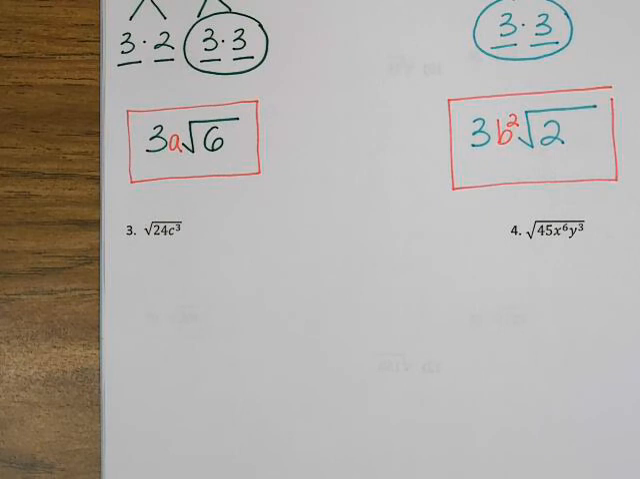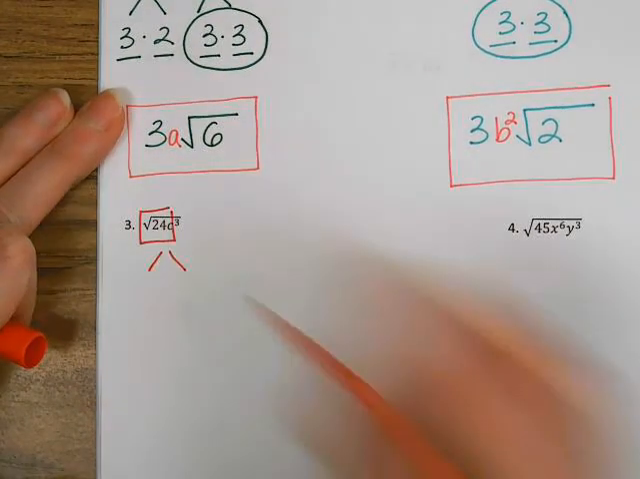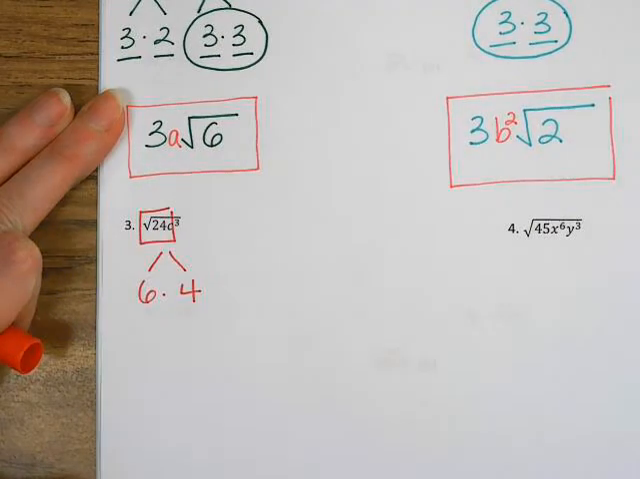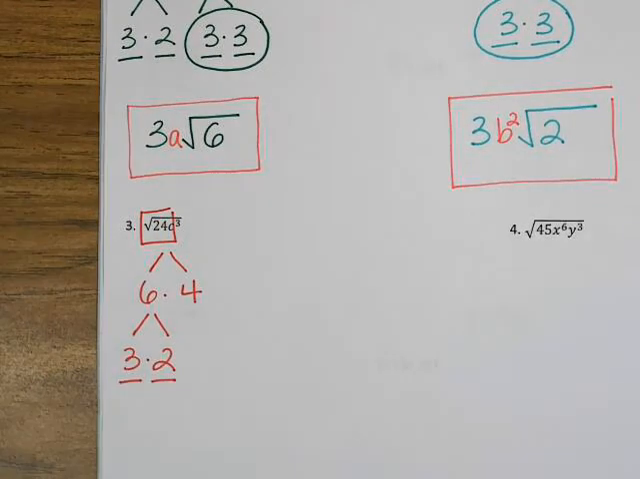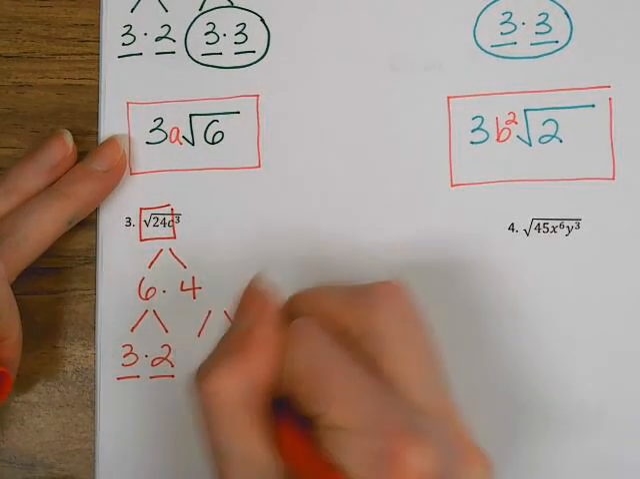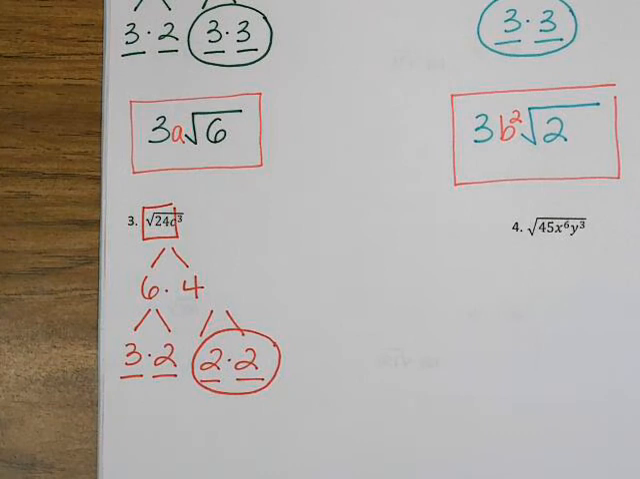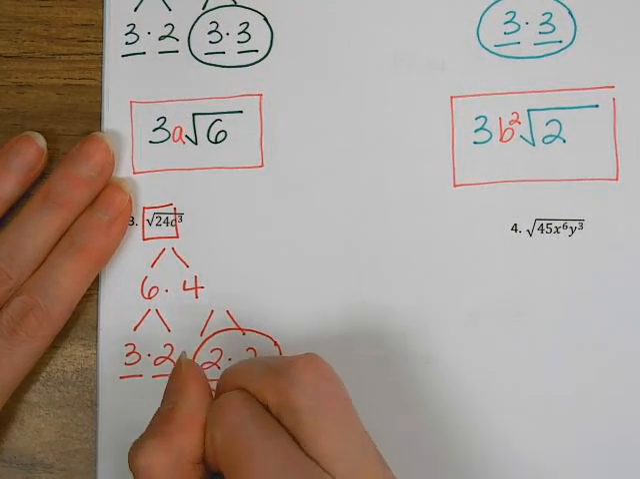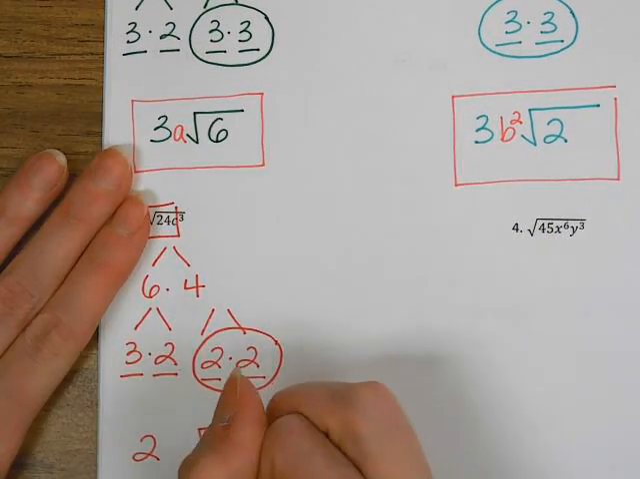So number 3, get a new color here. All right, square root of 24. Go ahead and do that. 24 could be 6 times 4, but then 6 could be 3 times 2, and we stop because those are prime. And then 4 can keep going to 2 times 2, and we can stop because they're prime. Okay, do you guys see any identical pairs? I see a pair of 2's, which means a 2 comes out, and what's left inside is the single 3 times 2, which is 6.